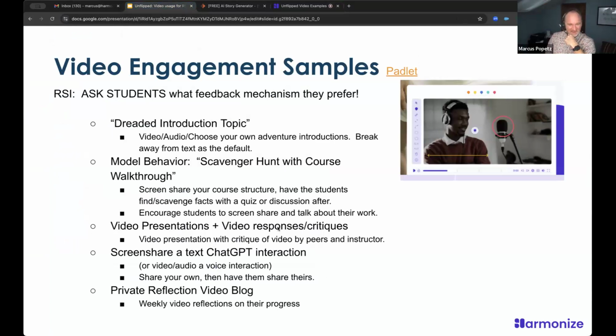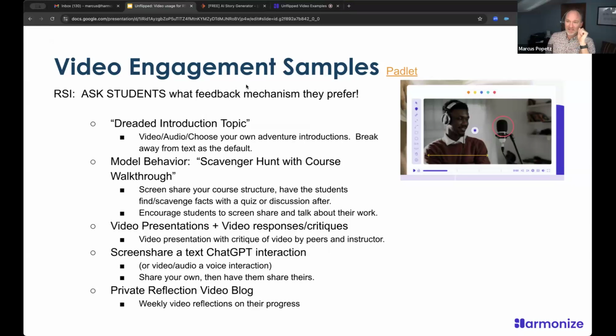We did screen share, video responses. Feel free to get your questions in when we're looking at this. The one thing I would like to cover as well is AI as a coach. This is something we've been working on in Harmonize, and you can have your students accomplish this to some degree in ChatGPT.